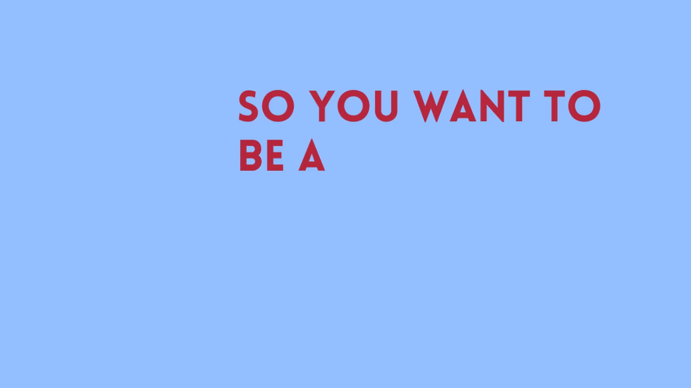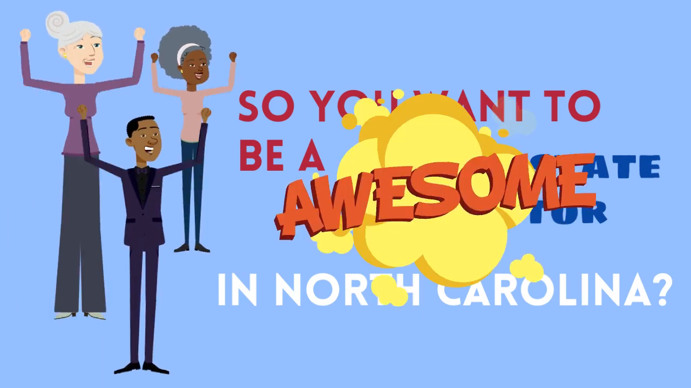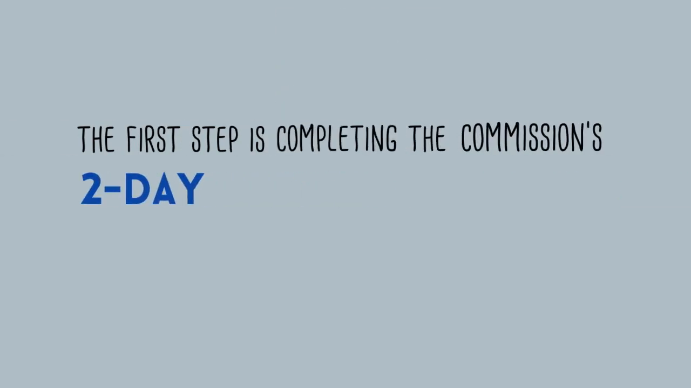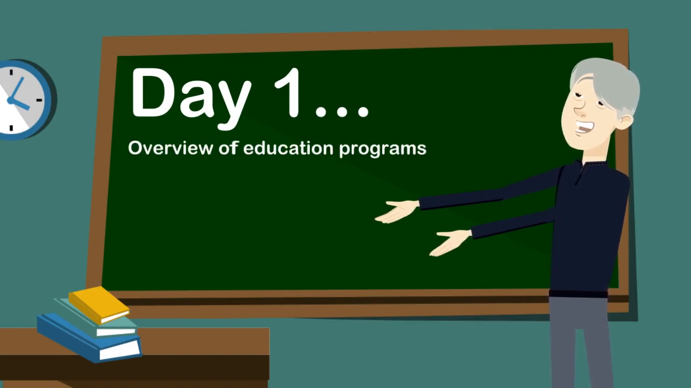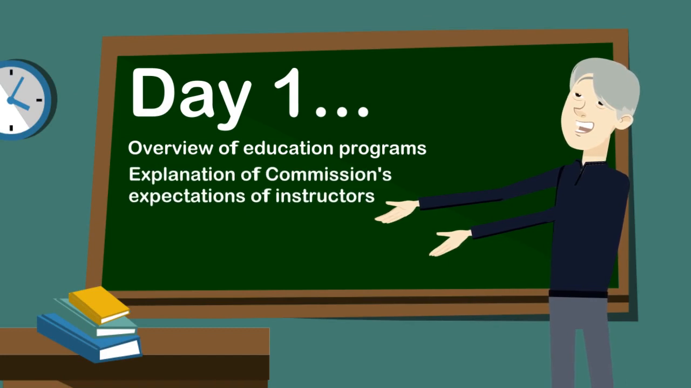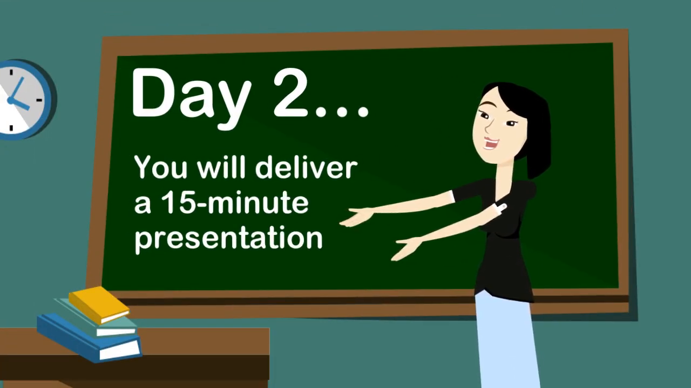So, you want to be a real estate pre-licensing, post-licensing, or update instructor in North Carolina? That's great. The first step is completing the Commission's 2-day new instructor seminar. On day 1 of the seminar, you will receive an overview of the Commission's education programs, an explanation of the Commission's requirements and expectations for instructors, and resources for and examples of effective instruction and classroom management skills. On the second day, you will be required to deliver a 15-minute presentation as dictated by Commission Rule 58H 0302.